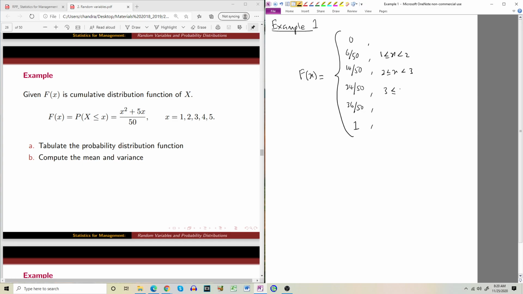I'm just expanding the cumulative distribution function so that we can see clearly what is the value. Now once you expand this, we can tabulate the probability distribution function.